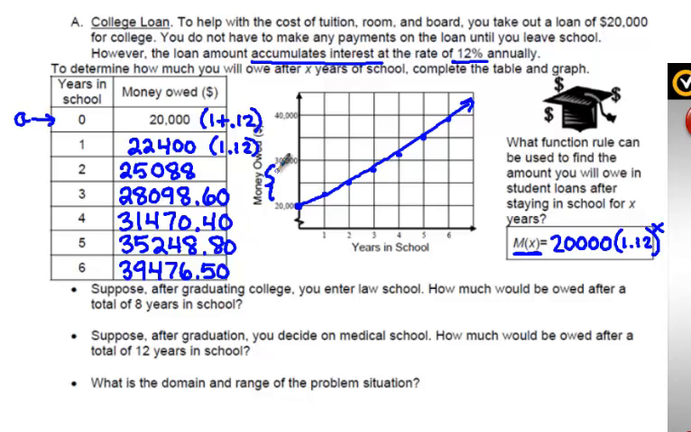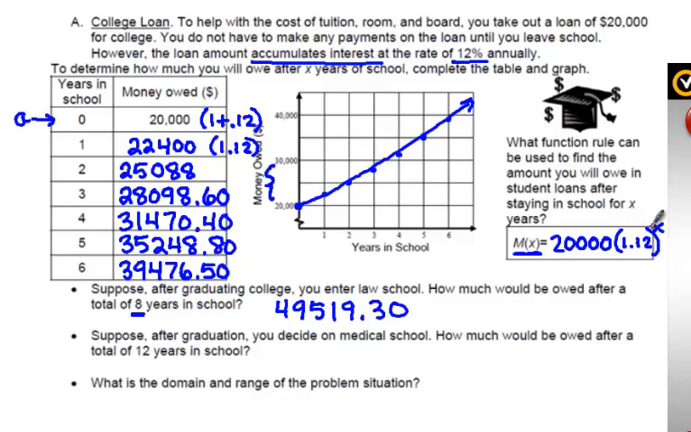Suppose after graduating college you enter law school, how much would be owed after a total of 8 years? Well, we're gonna just plug 8 into our function and do 20,000 times 1.12 to the power of 8. And that value will give us 49,519.30. So that's just taking 8 and plugging it into the x right here.